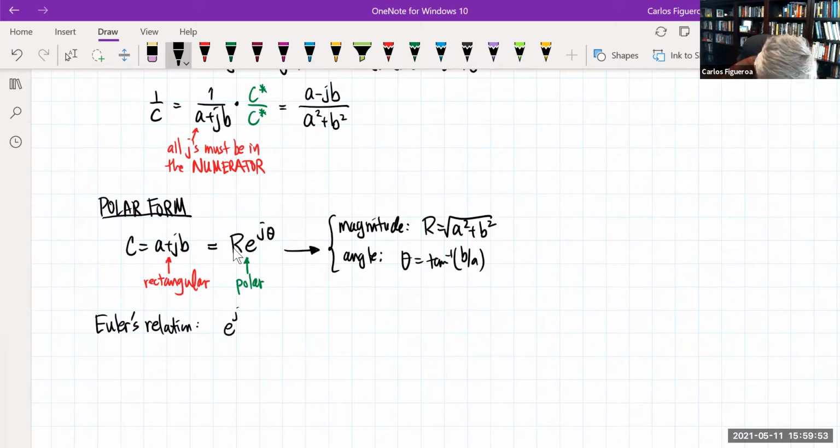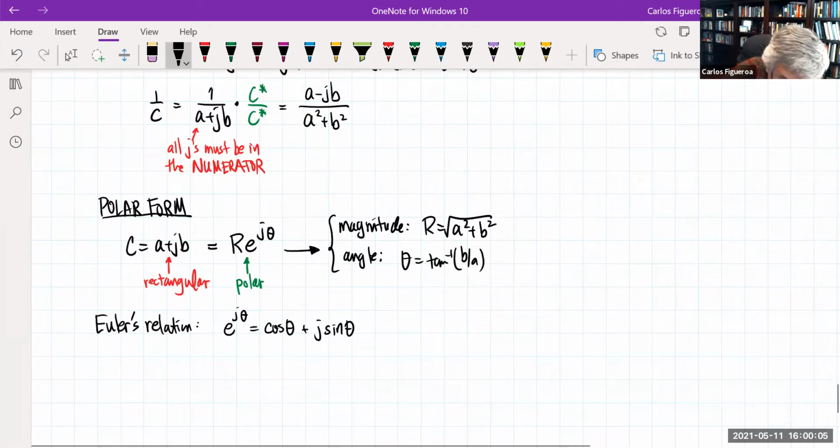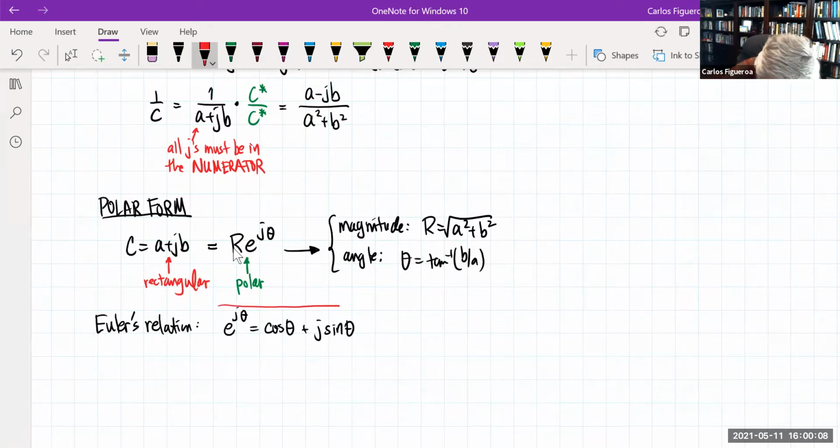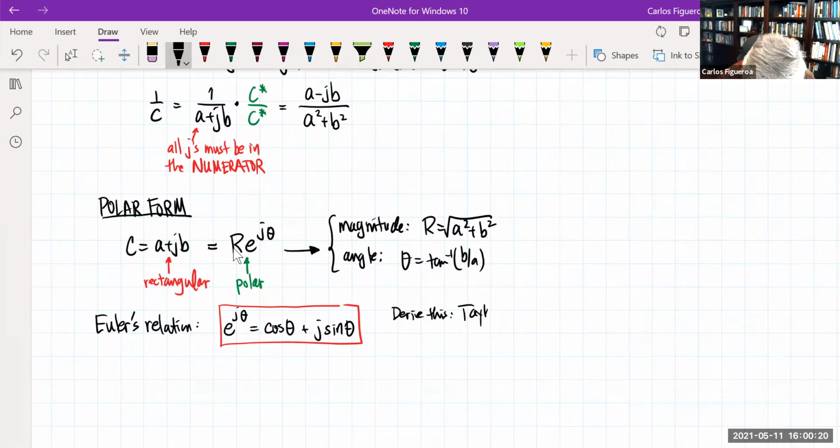Euler's relationship is that e to the j theta is equal to cosine of theta plus j sine of theta. Dude, this is a badass relationship right here. And by the way, this is quite easy to derive. If you want to derive this, take the Taylor expansion of e to the j theta. You know what you're going to get?